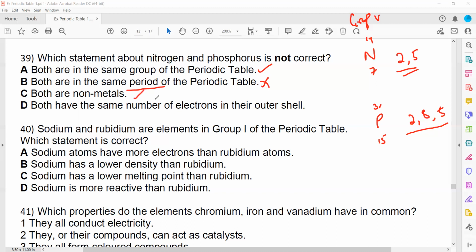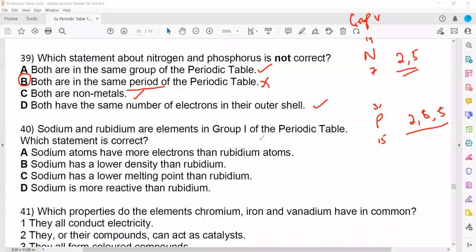They both are non-metals, that is true, and they have the same number of electrons in the outermost shell, that is also true. So B is not correct. And always remember, if elements belong to the same group, they can never be in the same period.